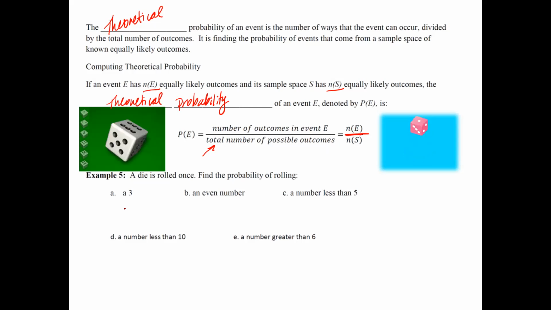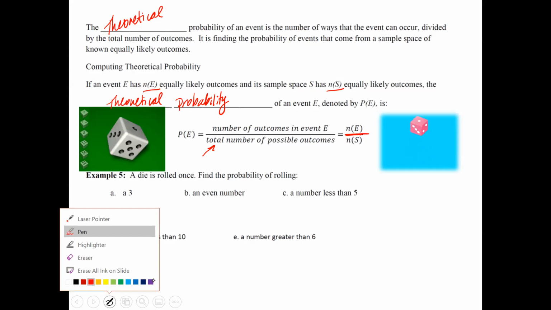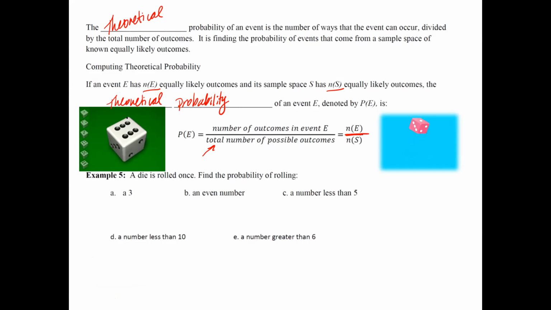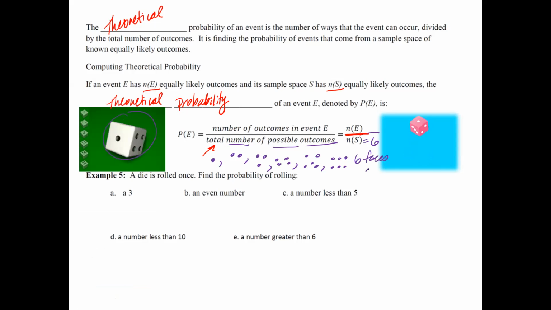So let's take a look at example 5, okay? A die is rolled once. Find the probability of the rolling. Well, before you proceed any further with this, take a look at the face of a die. What are the probabilities? When you roll it, you can have a 1, a 2, a 3, 4, 5, or 6. So what is the total number of possible outcomes when it comes to a die? Well, that would be 6, because there are 6 different possible outcomes or 6 different faces of a die, singular.